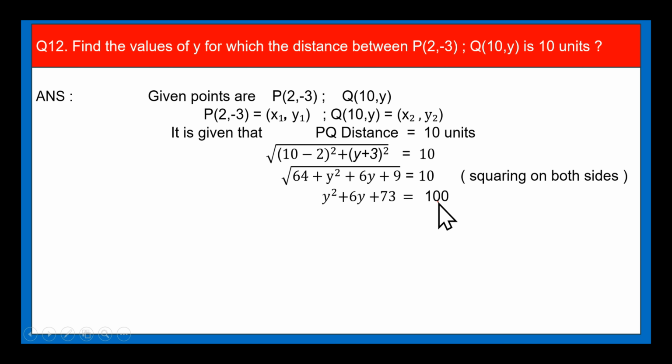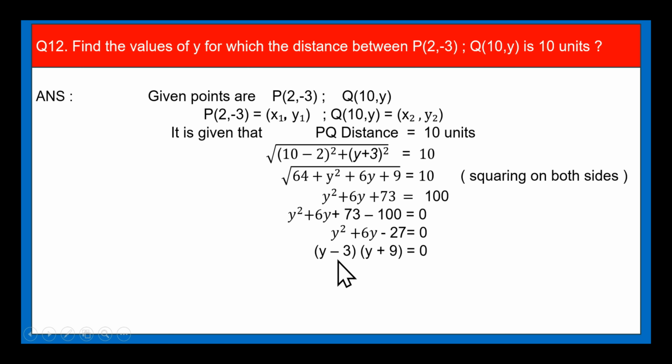10 tens 100. Now let us bring this 100 to the other side. Then y square plus 6y plus 73 minus 100 is equal to 0. And what is 73 minus 100? 73 minus 100 is minus 27. And this is y square plus 6y minus 27 is equal to 0. And let us find the factors for this quadratic polynomial equation. Now, y square plus 6y minus 27 factors are (y minus 3) and (y plus 9). (y minus 3) into (y plus 9) is equal to 0.